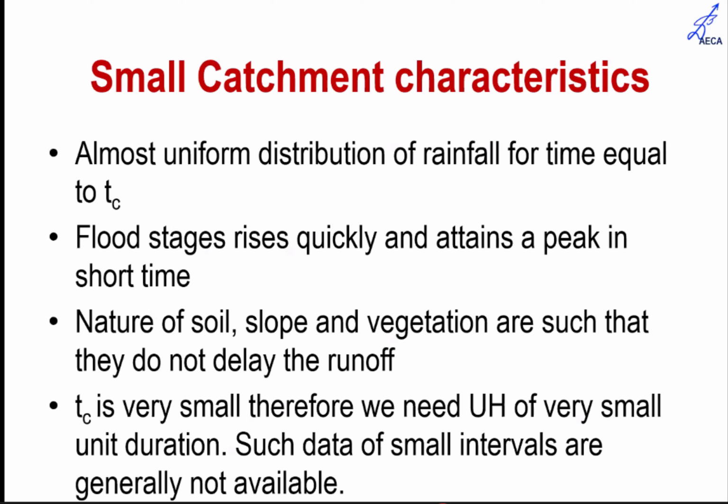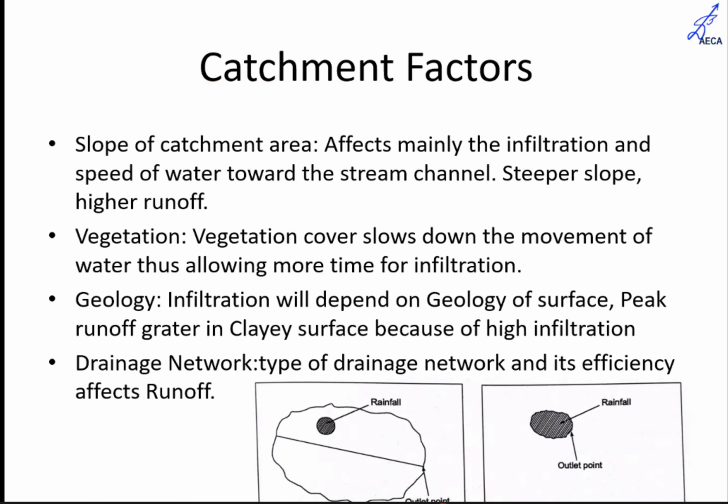So a small catchment will generally have a uniform distribution of rainfall for the time equal to the time of concentration. The flood stage rises quickly and it attains a peak in a very short time. The nature of the soil, slope and vegetation would generally be such that it would not be delaying the runoff, because in a smaller catchment you don't expect the soil, slope and vegetation to differ very drastically. The time of concentration is also very small, and then we need unit hydrographs of very small unit duration. Now such data of small intervals are generally not available, and then we use the RBF 16 proposed method.